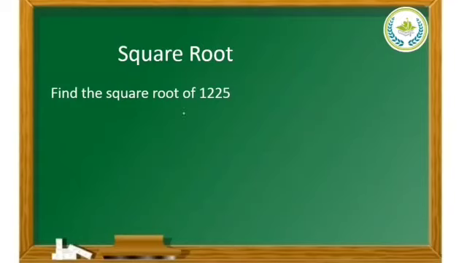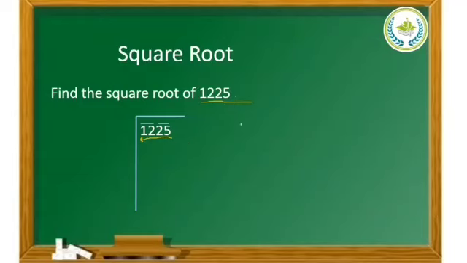To understand, let us find the square root of 1225. What is the first step? We will write the symbol and we will put our number inside the symbol. Now, we will start pairing the number from the right side to the left side of the number. So, our first pair will be 25 and the second pair will be 12.